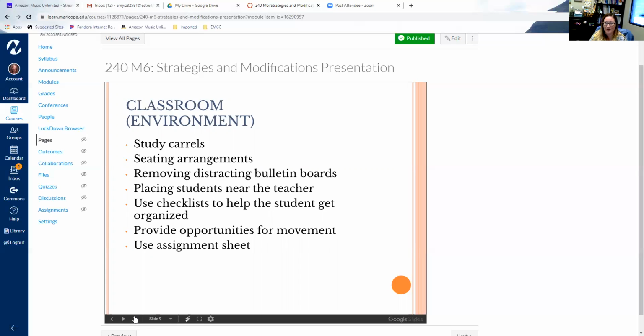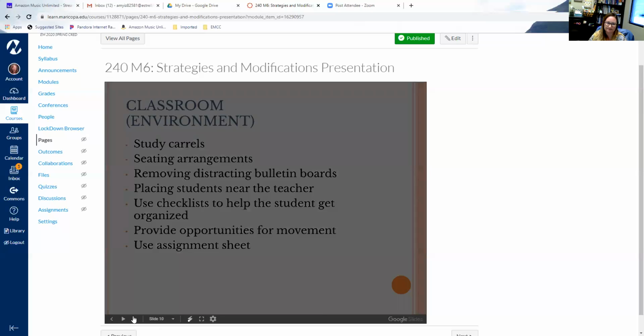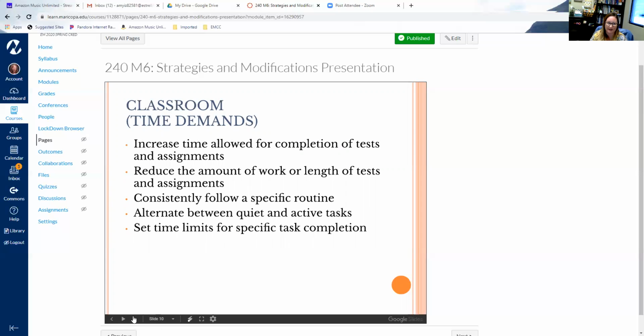With the environment, maybe we need to change how they're seated. Maybe they need to sit on the side of the room. Maybe they need to sit at a different type of table. Maybe they need to be away from a certain bulletin board or area where there are distracting things. Do they need some type of checklist that has their broken down steps so that they can make sure they're completing it? Or some other type of assignment sheets? Do we need to schedule them breaks so that they have movement in between different parts of their activity? And then with time demands, do we need to give them more time than everyone else?